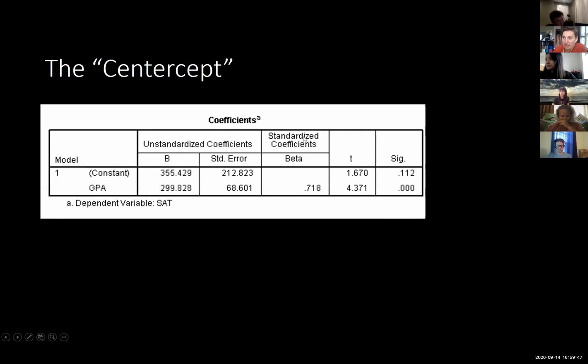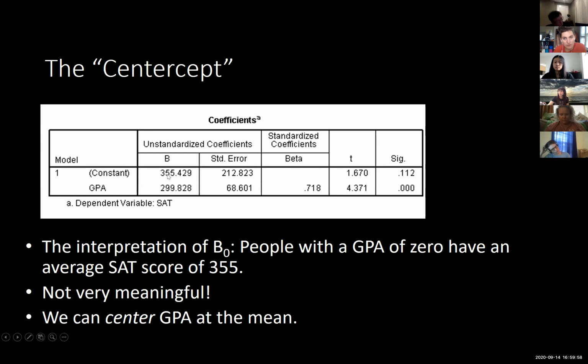So here is that output that I showed you a minute ago. This is GPA with a coefficient of 300, and our y-intercept here is 355. We have really talked about that a lot, but we know this B0 is for people with a GPA of 0, which doesn't make sense for our data. We don't have anybody with a GPA of 0. So we're going to center GPA, and I'm going to choose to center it at the mean.